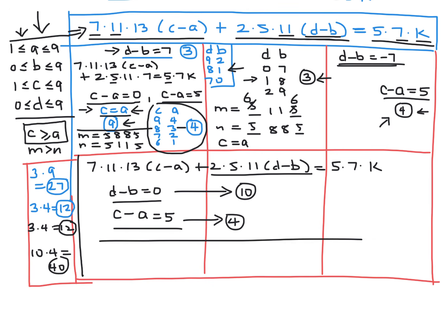So the grand total would be that 27 plus 12 plus 12 plus 40. And that is what? 27, 37, 39, 51 plus 40. 91 is the answer.